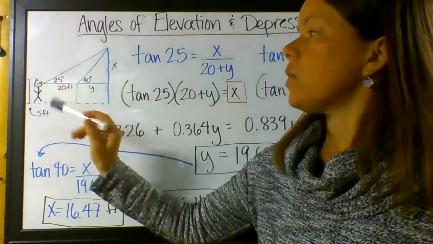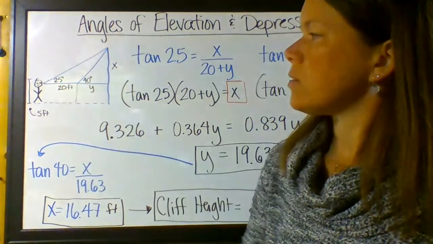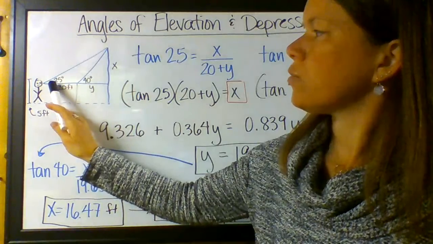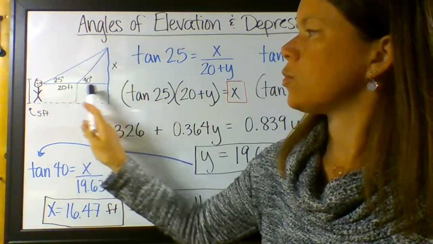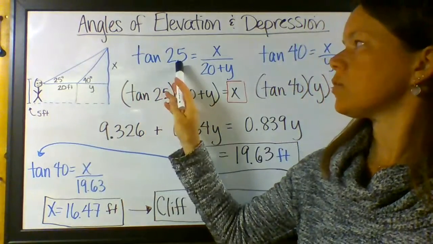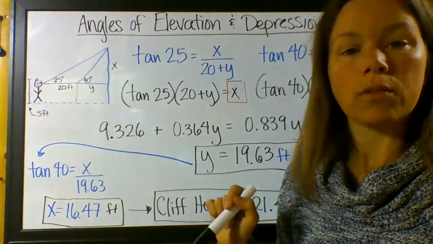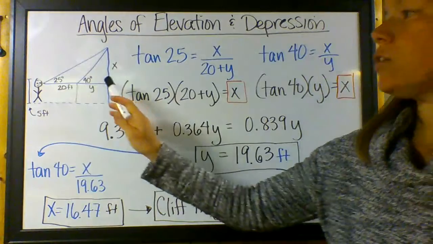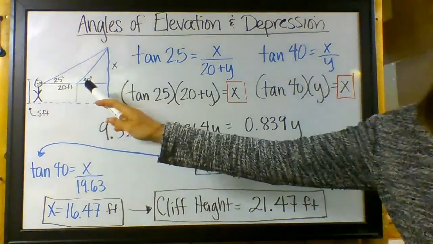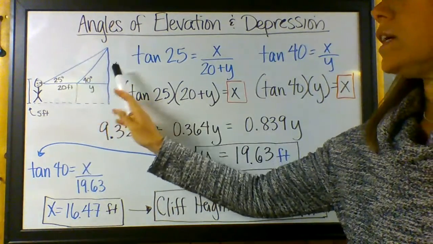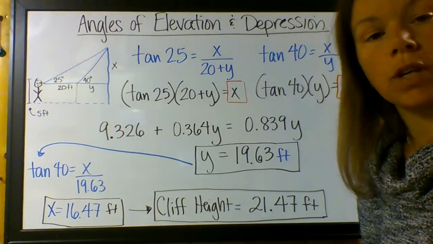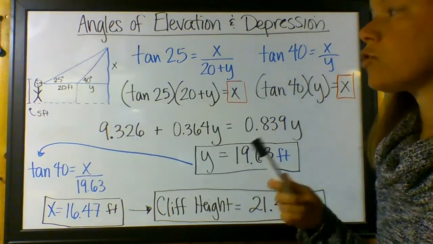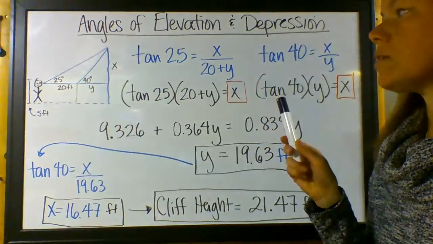So what I know here is that tangent of 25 is x over 20 plus y. So I've written that here. Tangent of 25 equals x over 20 plus y. Okay? And I know from my picture as well that the tangent of 40 is x over y. So hopefully you're comfortable enough with your trig functions now to be able to just write those equations.